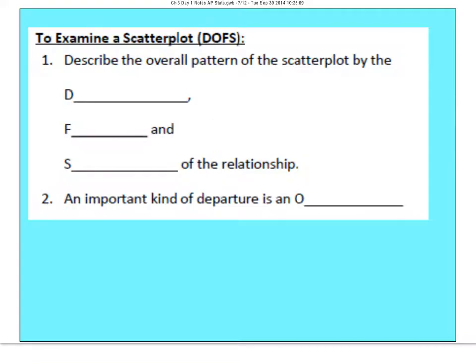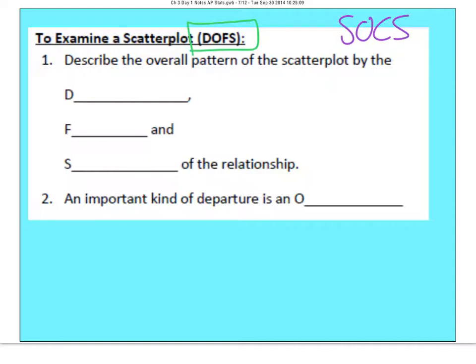Now, if you're asked to describe the overall pattern when you have bivariate data or ordered pairs, there's an acronym we use. It's called DOFS to help us remember. Remember when we had univariate data or one set of data, we did the SOCS: shape, center, and spread. We had an acronym. In this case, we'll talk a little bit more about what DOFS means. Technically, it's an English term where if a gentleman's wearing a hat and they tip their hat to a lady, that's called you doff your hat.